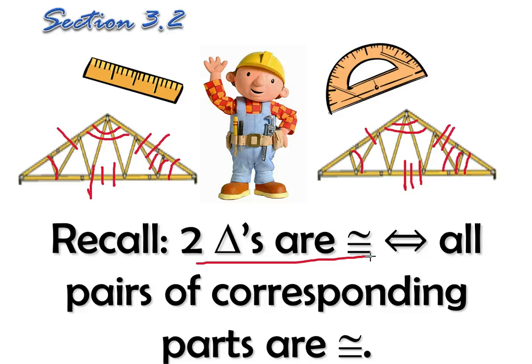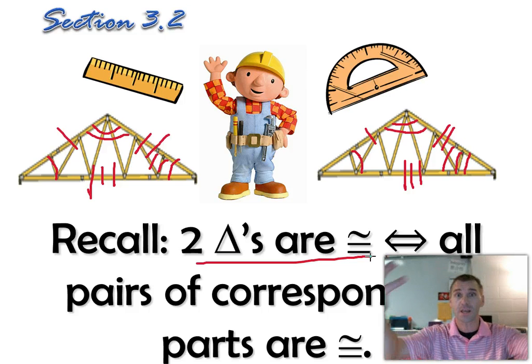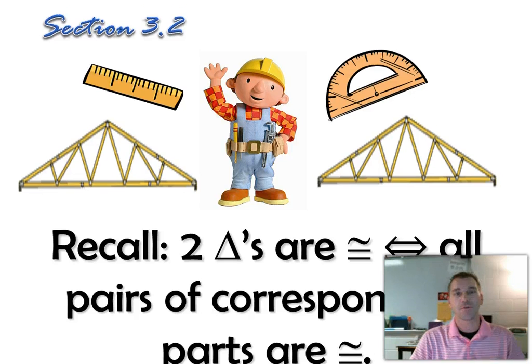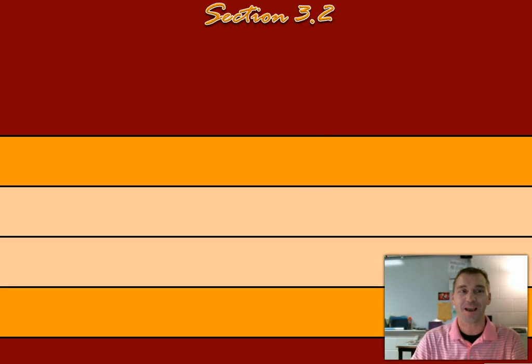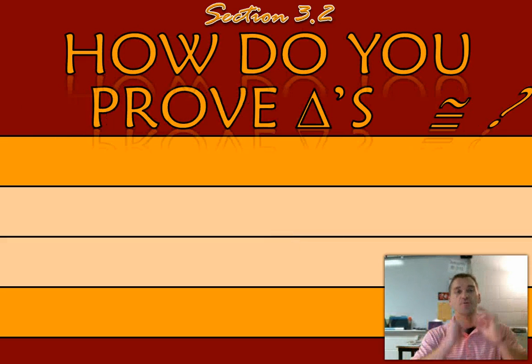Now hopefully, Scoop, Muck, Dizzy, Gripper, Grabber, someone says, wait a minute, Bob, there has to be a shortcut. There has to be a shorter way. And for your sake, there absolutely is. And in fact, the shortcut is actually on your foldable flappy. So on your foldable, you're going to see that there's 1, 2, 3, 4. This one down here is kind of cut off, but there's 5 shortcuts that you're going to be able to use to prove triangles congruent.